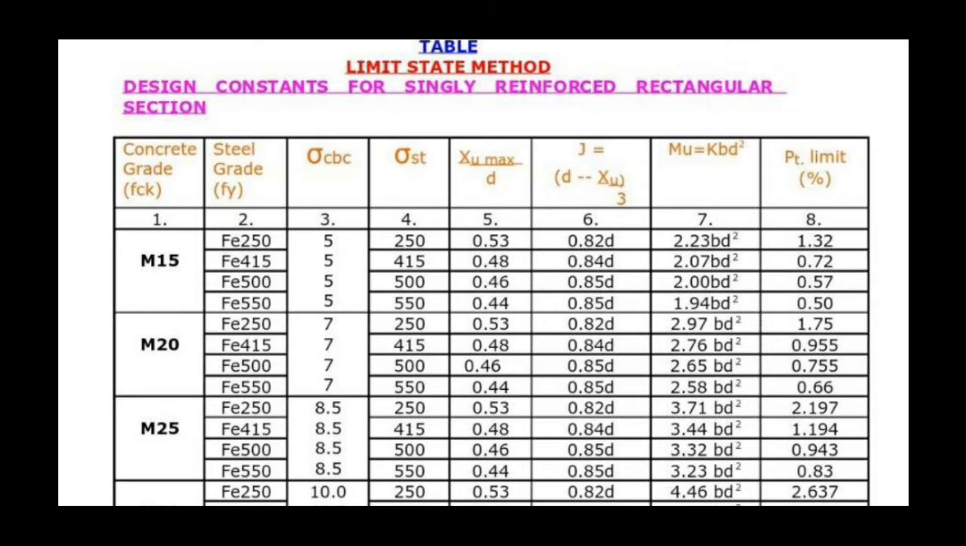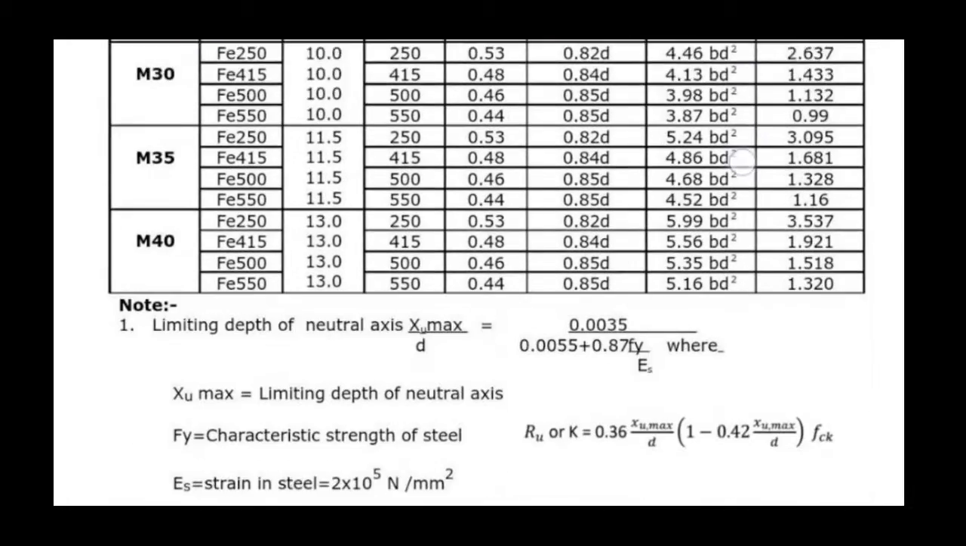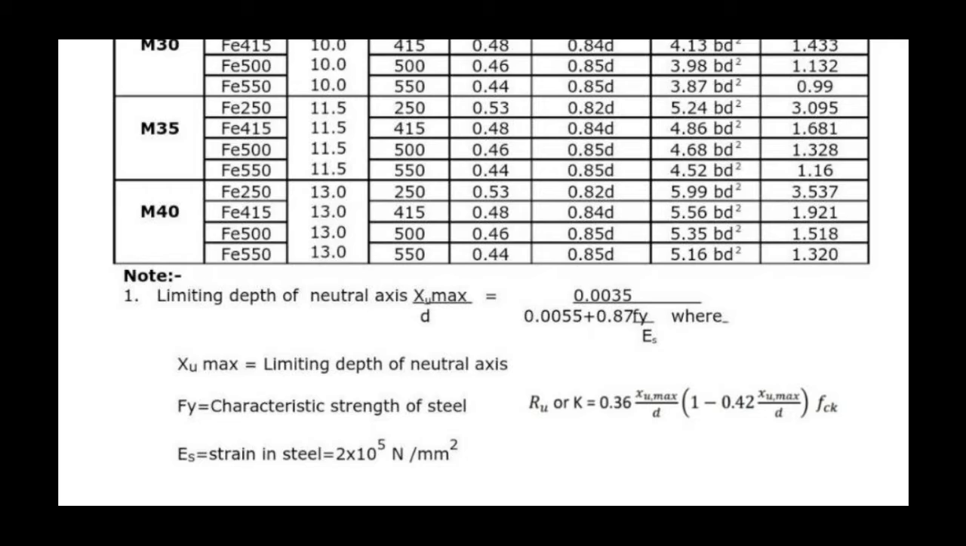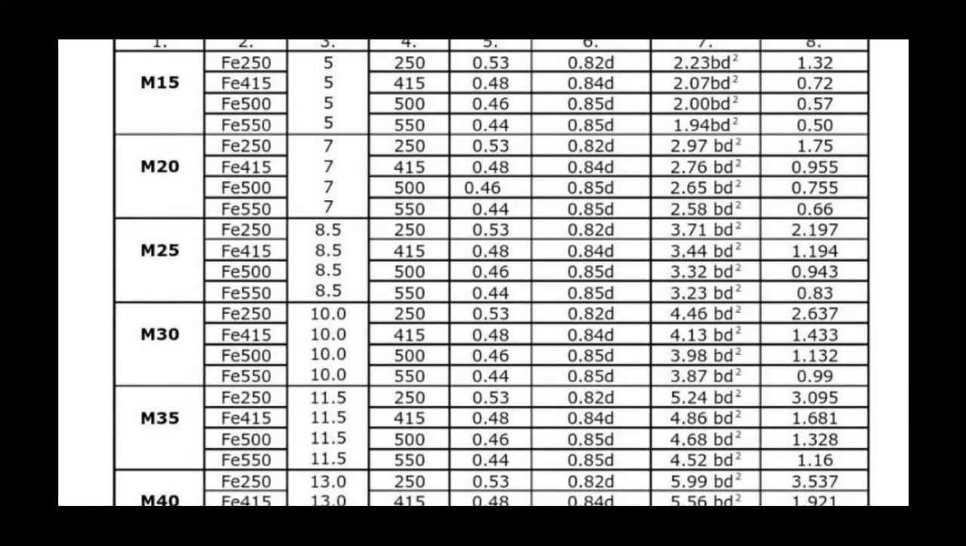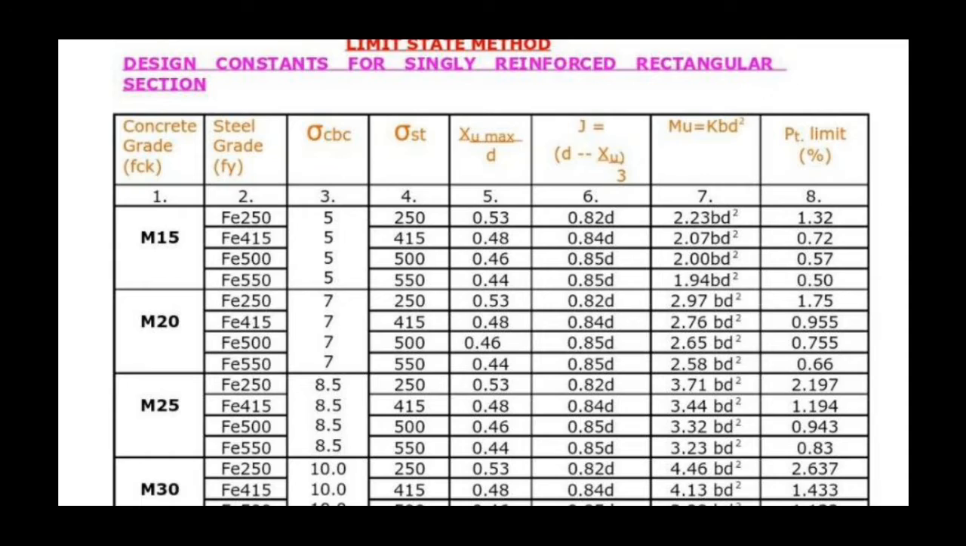So what is Ru? Let's check first. Now Ru or K is 0.36 Xu max by d within bracket 1 minus 0.42 Xu max by d bracket closed fck. So this is from Annex G of IS 456 2000. So this Ru or K value depends upon grade of steel and grade of concrete. So let's check some values. Look, for M15 grade of concrete and Fe 415 steel, the value of K or Ru will be 2.07, right?